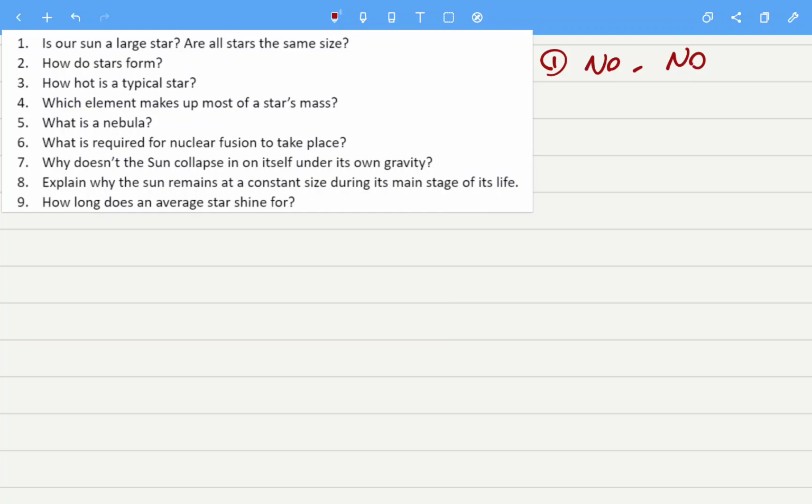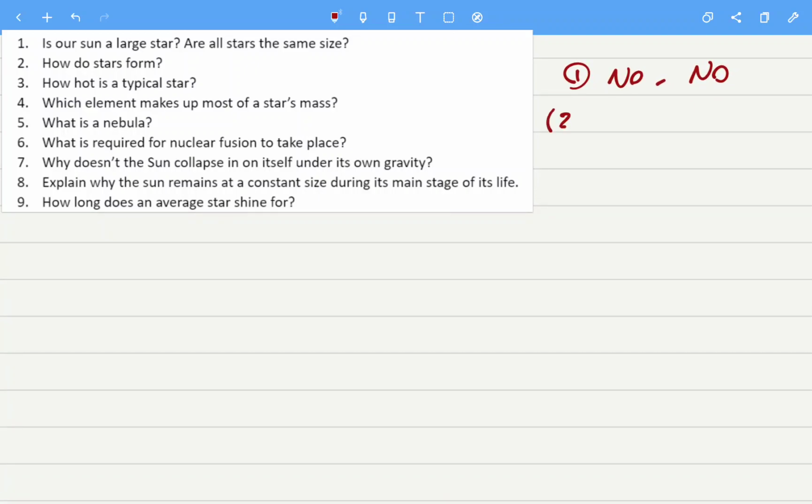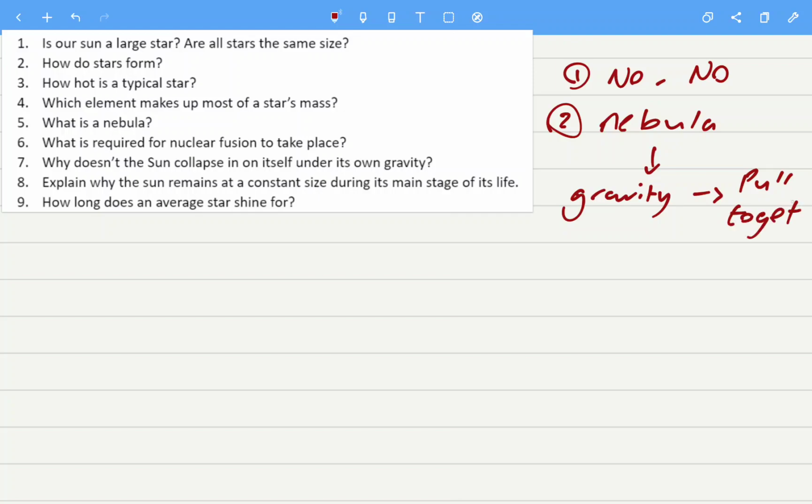How do stars form? Right, number two. So how are stars formed? So you've got a nebula. And in that nebula we have gravity. Gravity will act. Obviously, if you're writing this in an examination, you need to use coherent sentences. So nebula, gravity, pull it all together. Speeds up, gets hot, etc.